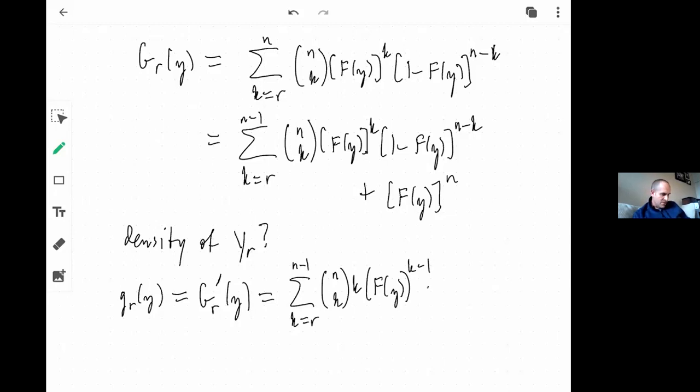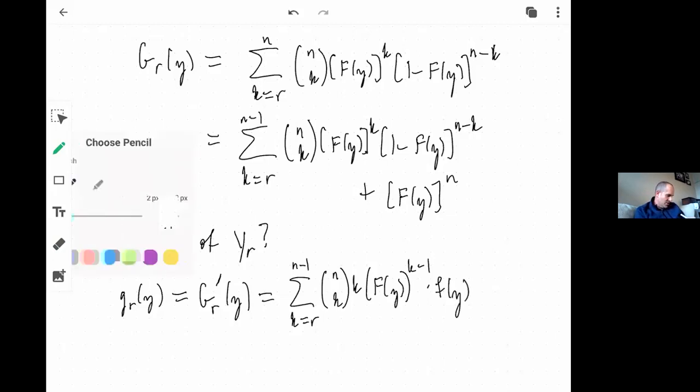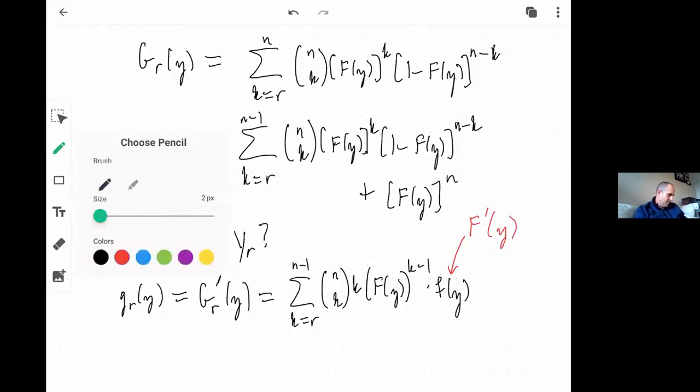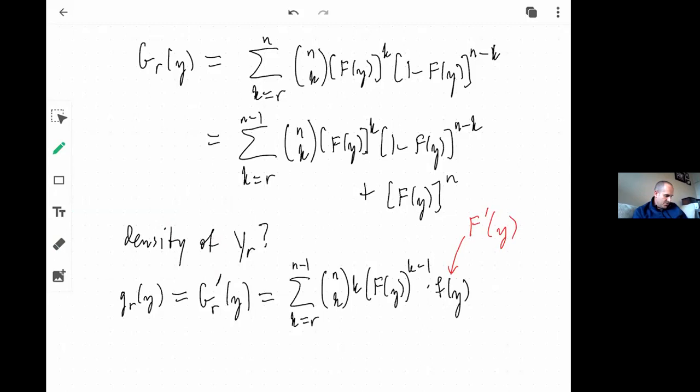And then this is going to be times the derivative of what's inside. What is the derivative of capital F of y? Well, it's going to be little f of y. Let me put a little reminder in here: this little f of y is really capital F prime of y. And then it's times this other thing, 1 minus F of y to the n minus k.